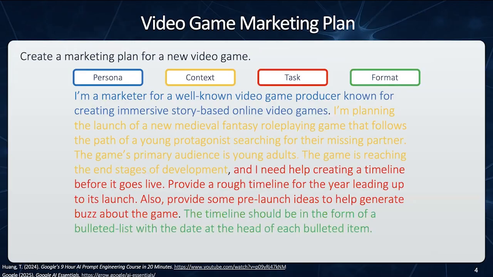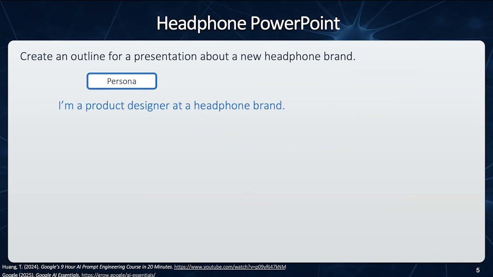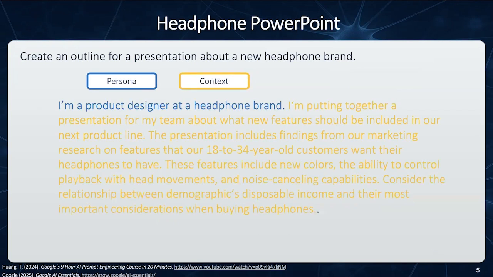And last is the format. The timeline should be in the format of a bulleted list with a date at the head of each bulleted item. Our last example, creating the outline for a presentation about a new headphone brand. So what's my persona? I'm a product designer at a headphone brand. What's the context? And this is rather extreme. I'm putting together a presentation for my team about what features should be included in our new product line.